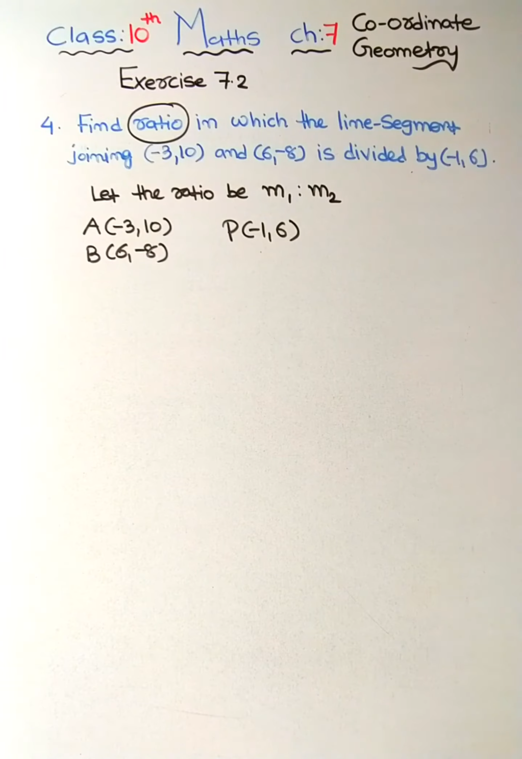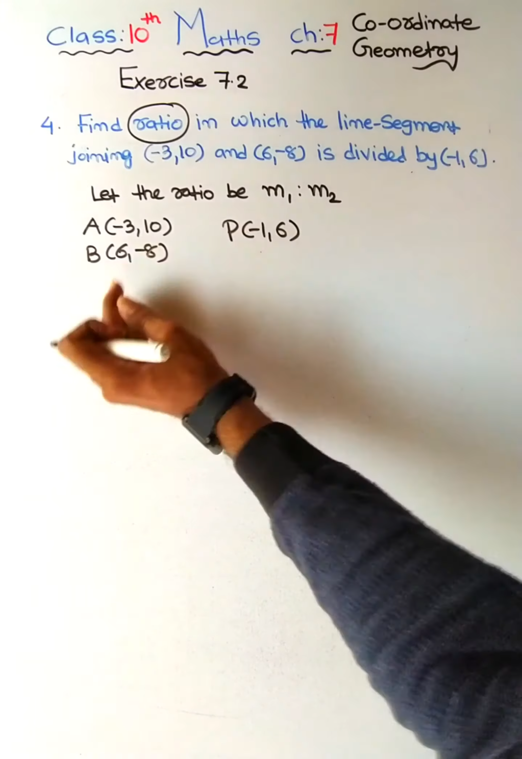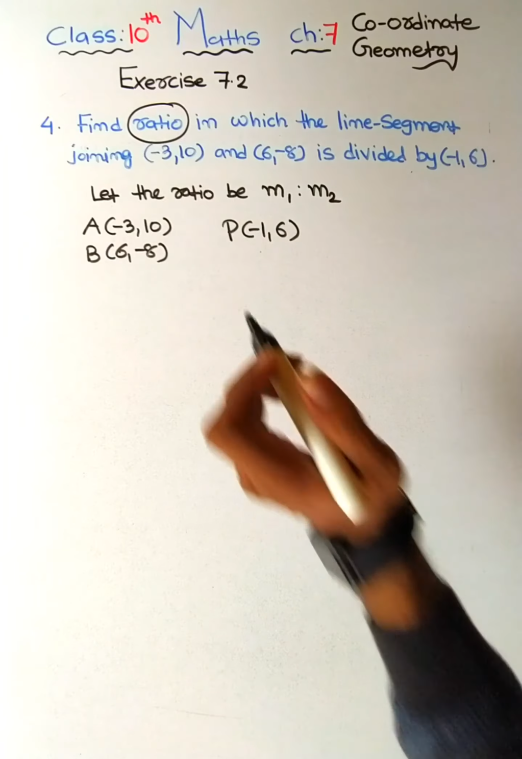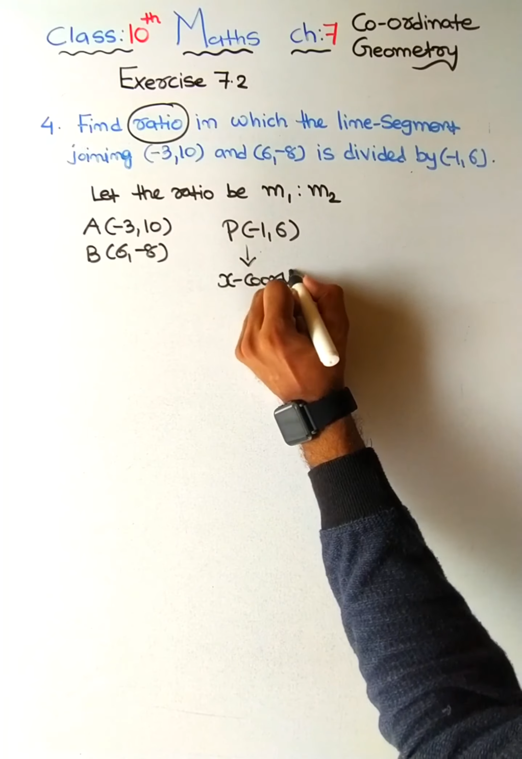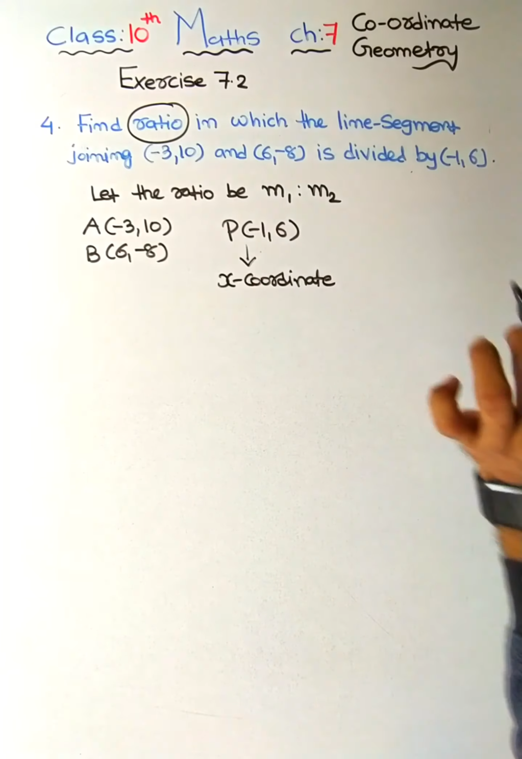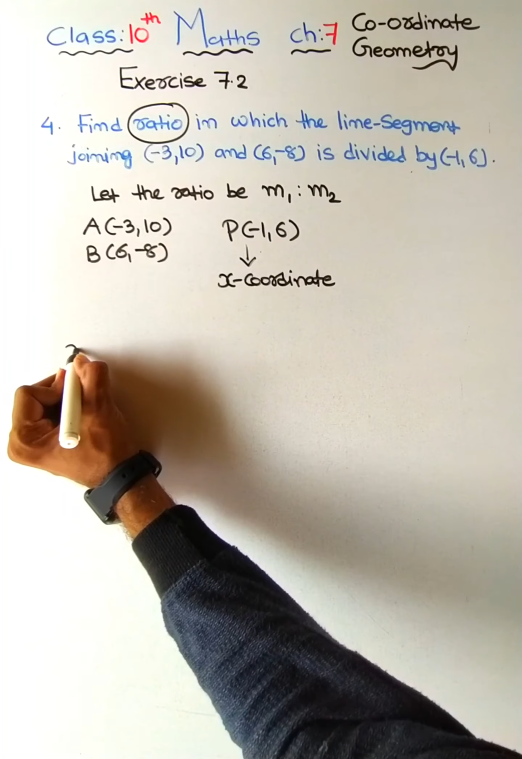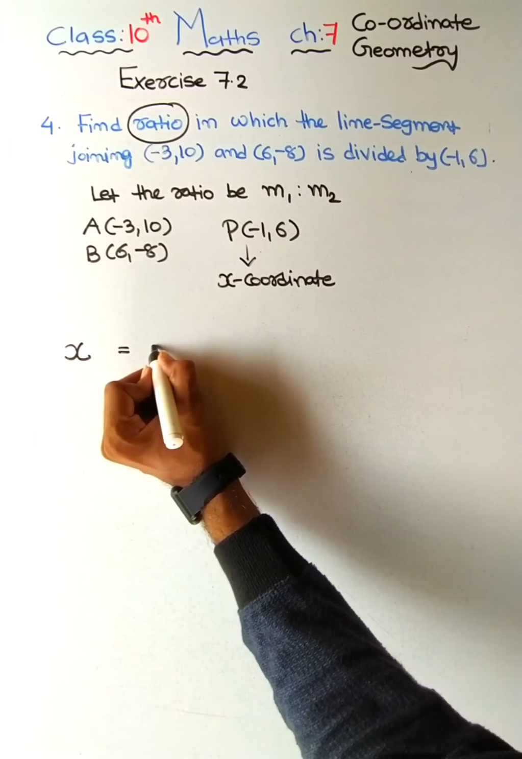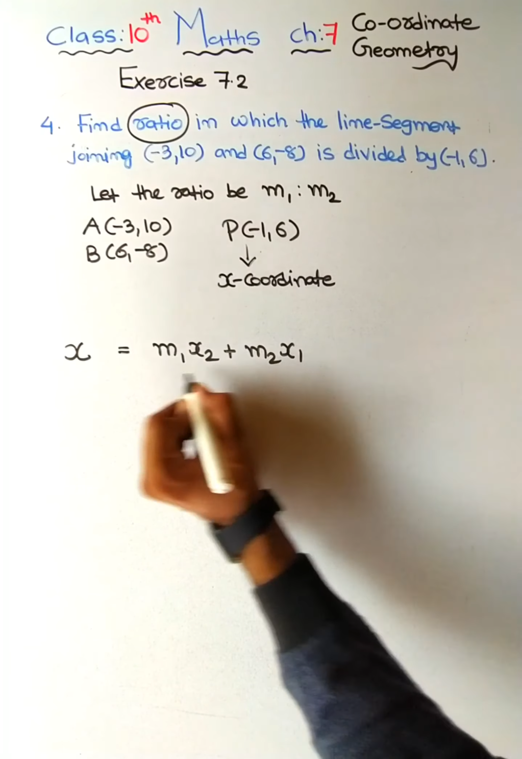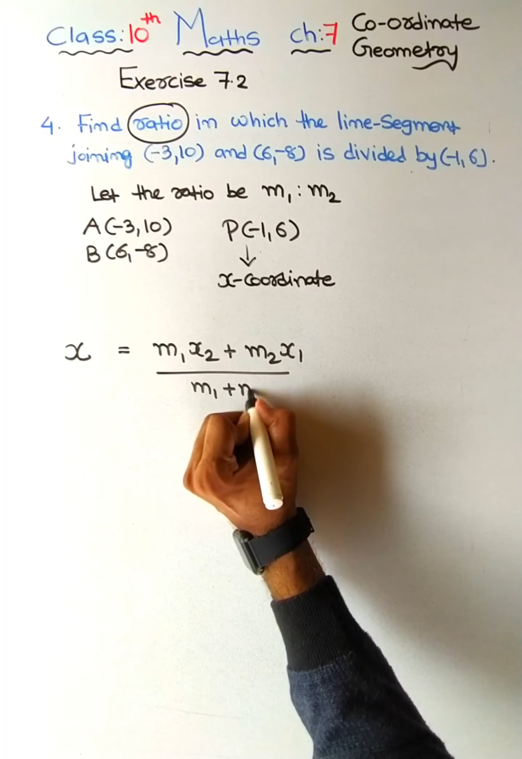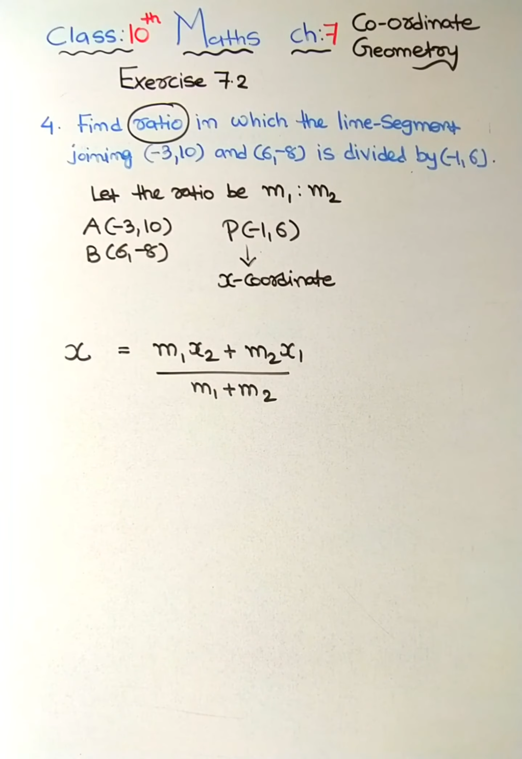Okay, so we will use the section formula, but the shortcut trick I am telling, we will have to use only one coordinate, right? In section formula we have both the coordinates, but we will use only one coordinate. So x coordinate, we will go for only x coordinate. We don't need y coordinate. So x coordinate is equal to m1 x2 plus m2 x1 upon m1 plus m2. Now let us put the values.